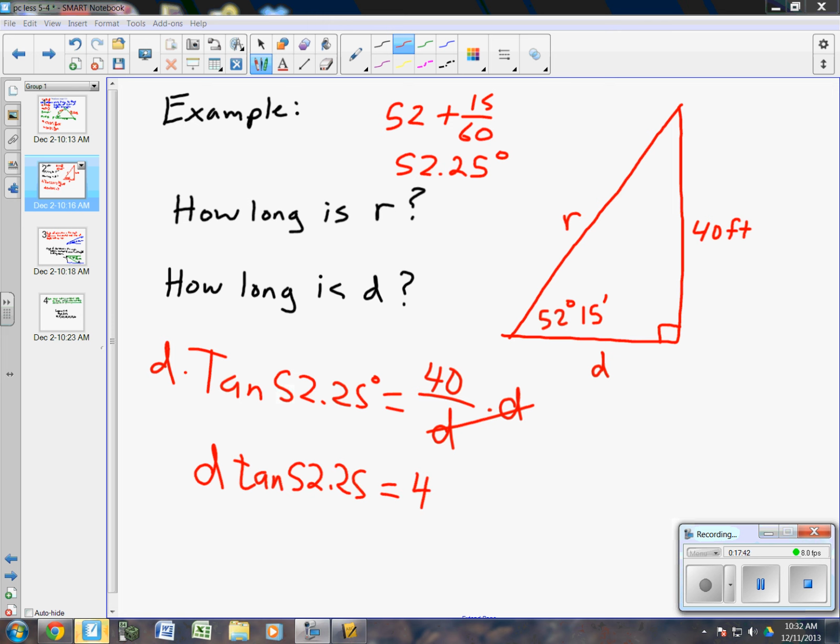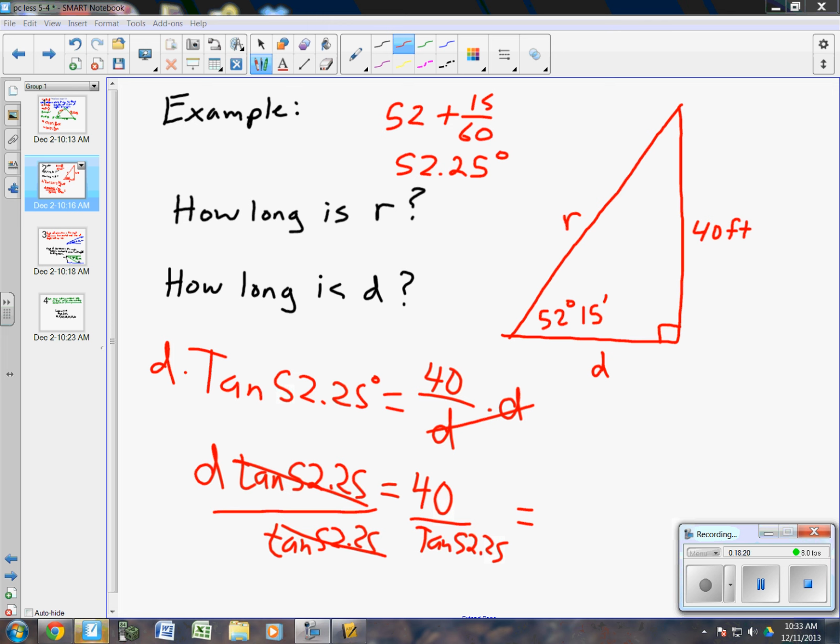You multiply both sides by D. The D's cancel out on the right side. Now you have the D out of the denominator. You have to get the D out of the denominator first, right? So we did that. And now D is being multiplied by tangent of 52.25. So to get D by itself, I divide, like Kayla was saying. These cancel out, and so your answer is 40 divided by the tangent of 52.25. What did you guys get?